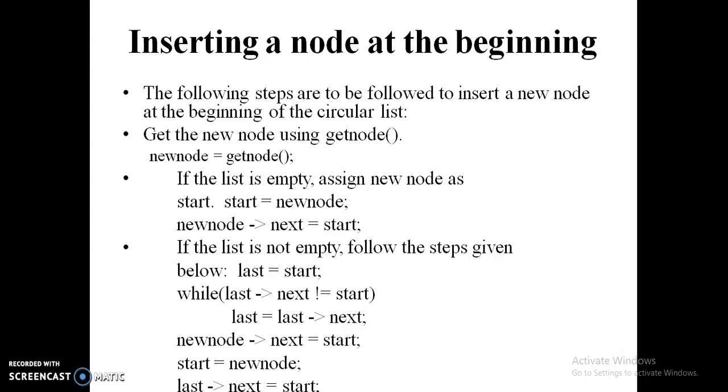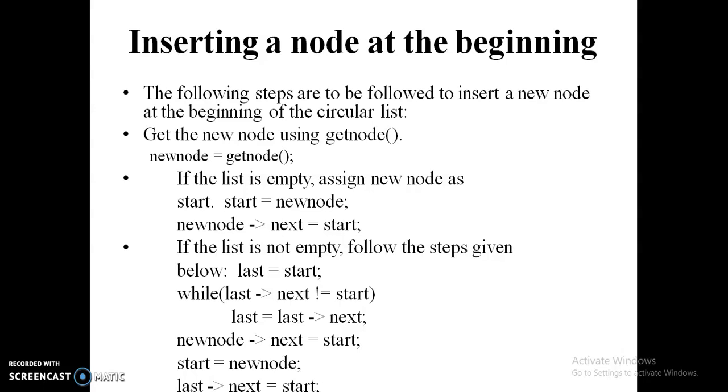If the list is not empty, then we'll take one temporary variable as last and assign the start to the last variable. We will repeat the loop while last of next is not equal to the start. That is, while the current node's next is not equal to the start, we repeat the loop, moving from one node to another with last equals last of next. Whenever the current node's next becomes the start, we stop the loop.